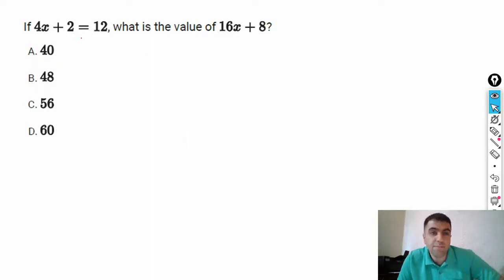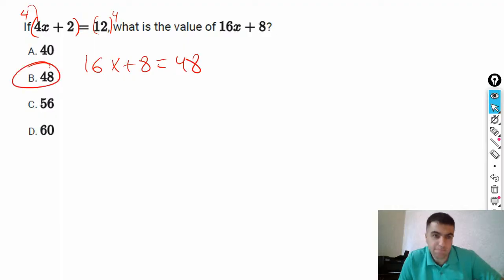Yes, you are right, Selcan. If we multiply this equation by 4, we can get 16x plus 8 is equal to 48. This is B.